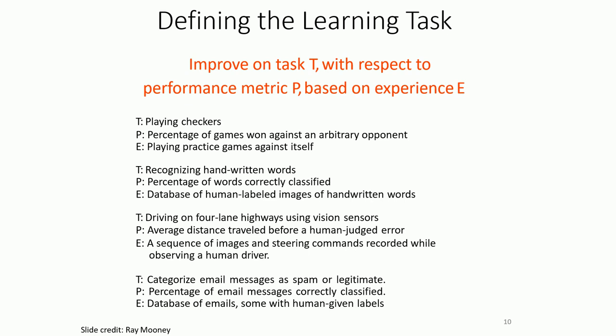So let's take a different example where T is recognizing handwritten words, P is the percentage of words correctly classified, and E is a database of human labeled images of handwritten words. Right, so these are three different broken down aspects of a particular problem.